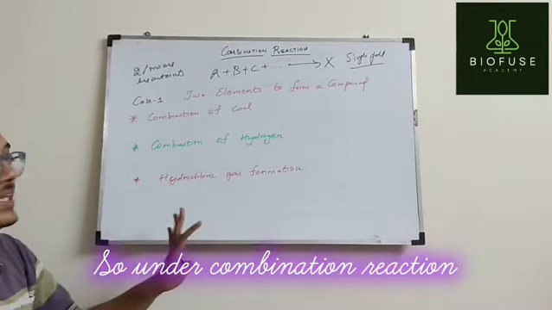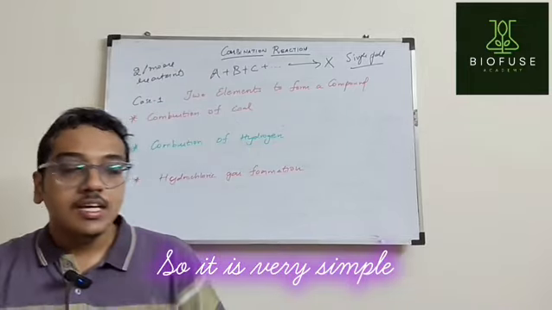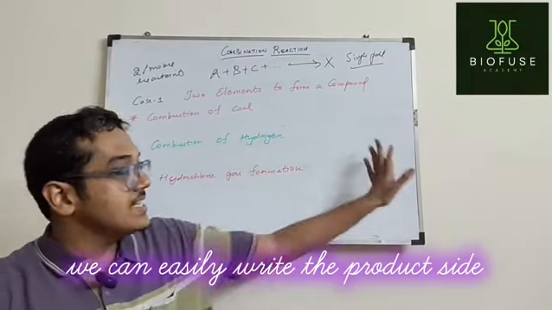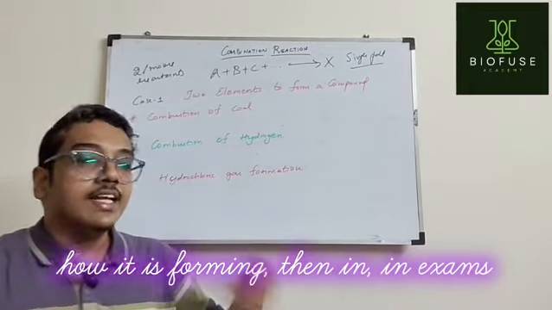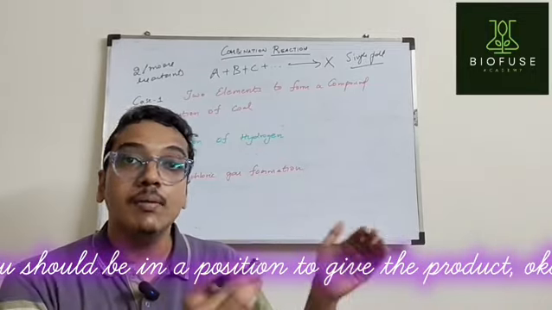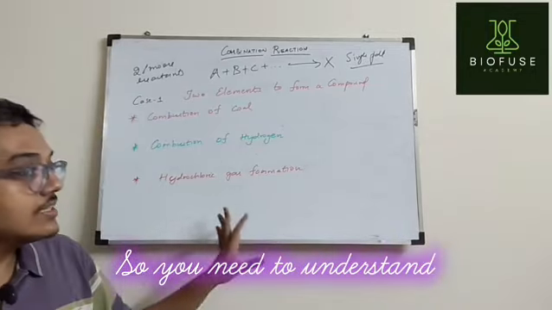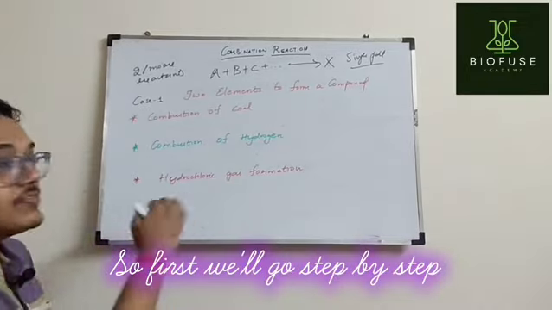Under combination reaction we are going to study just three cases. It is very simple. If we understand the concept, we can easily write the product side. But if you don't understand how it is forming, then in exams, whatever reactants they give, you should be in a position to give the product. So you need to understand how it is forming. The basic funda should be clear. First we'll go step by step.